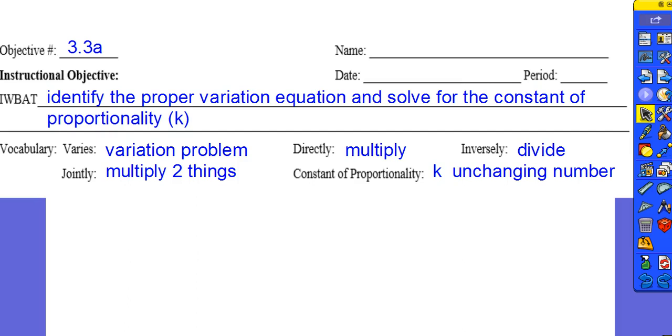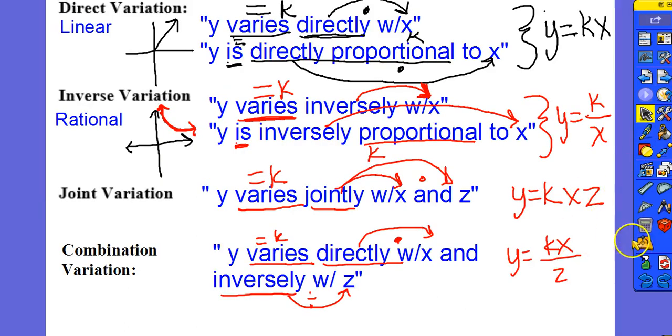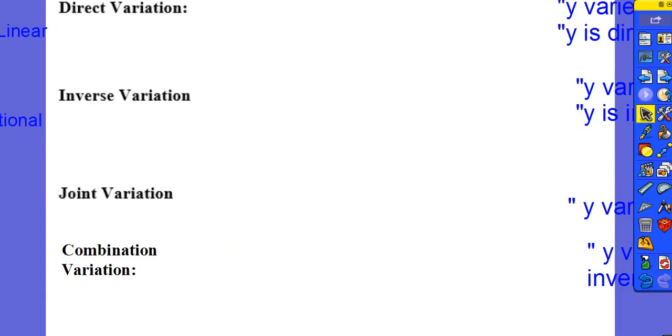What we're going to do now is I would like you to look at the list of the different terms. If you would please add this 4th term to your note page, combination variation. I printed it before I caught that it wasn't there. Okay, so I'm going to give you some key phrases that tell you you're going to write a direct variation equation, or an inverse variation equation, or a joint variation equation.